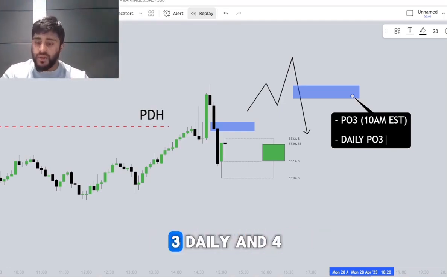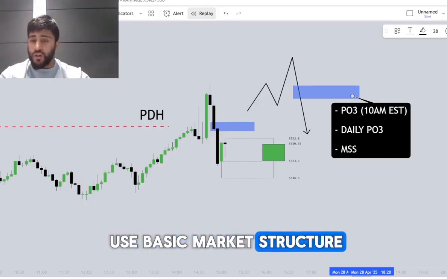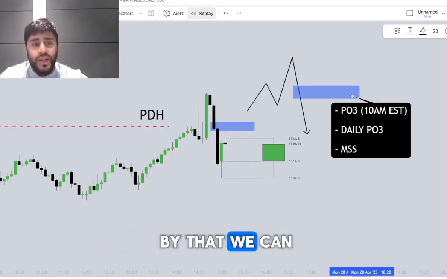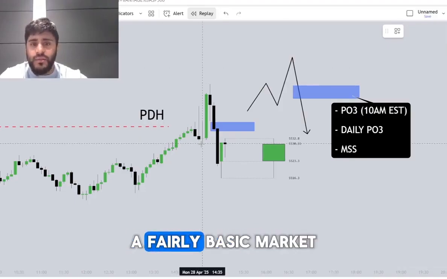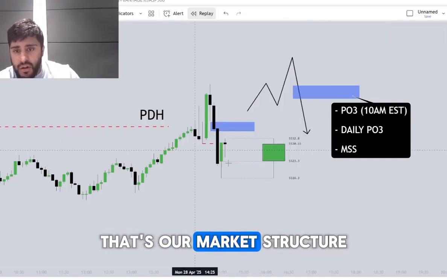So I like to use the PO3, daily and 4-hour PO3. I also like to use basic market structure shifts. So what do I mean by that? We can see here price has given us a fairly basic market structure shift. Notice how we've broken with the body as well. That's our market structure shift.